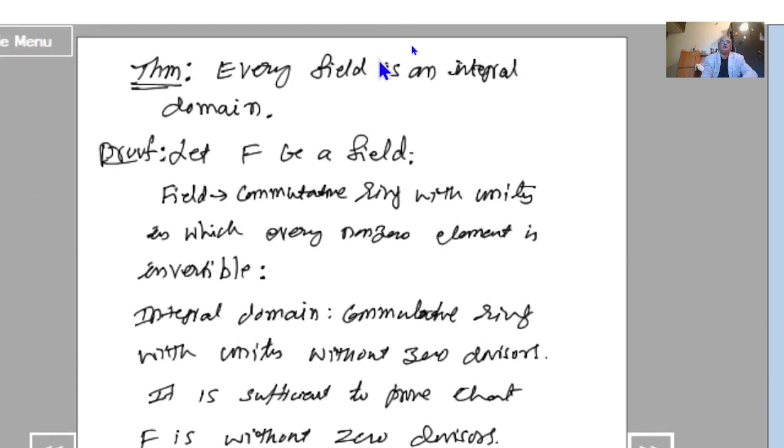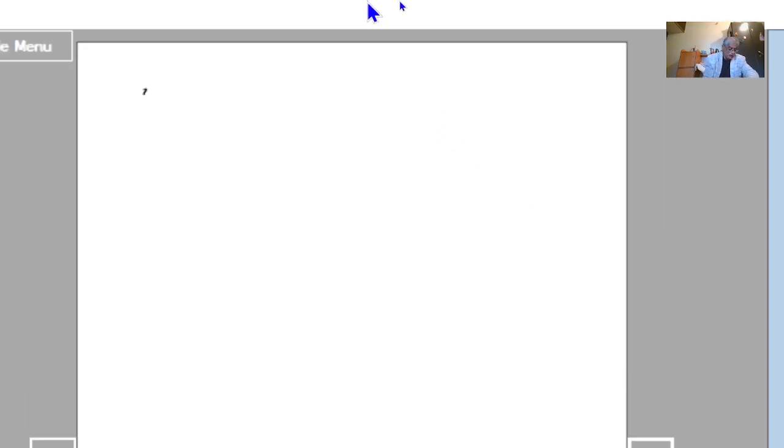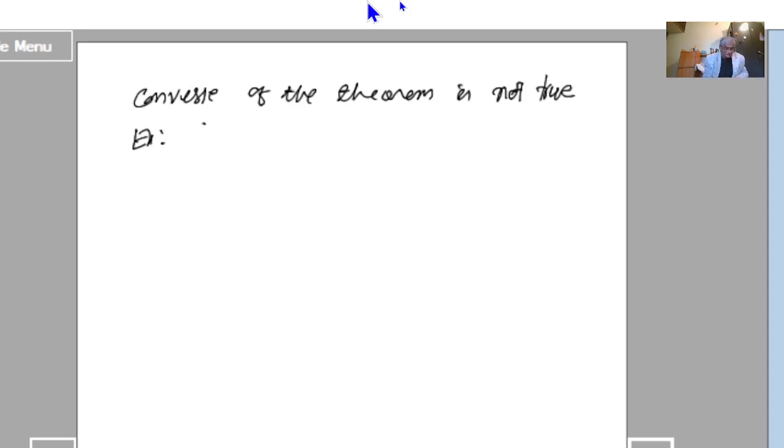What about its converse? Is every integral domain a field? So here the converse of the theorem is not true. Is not true. For that, I will give an example here. Z comma plus comma dot.